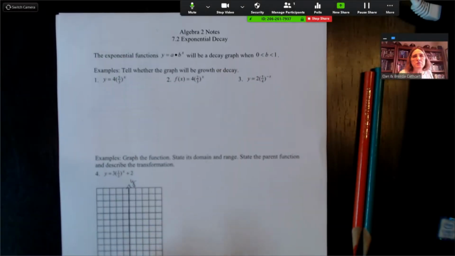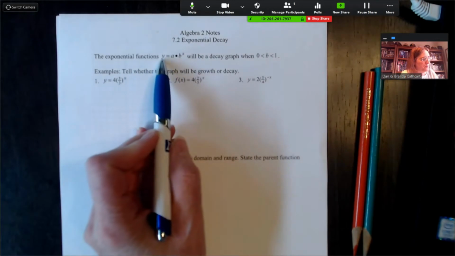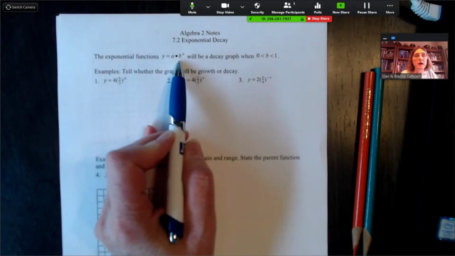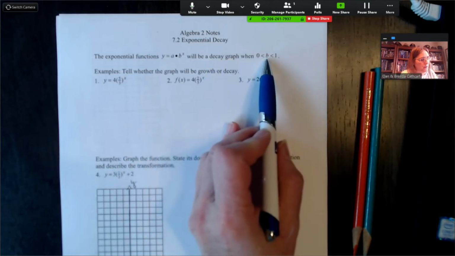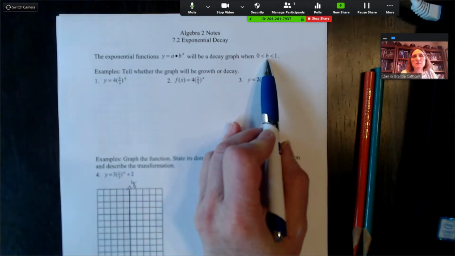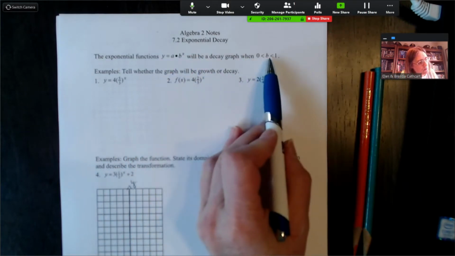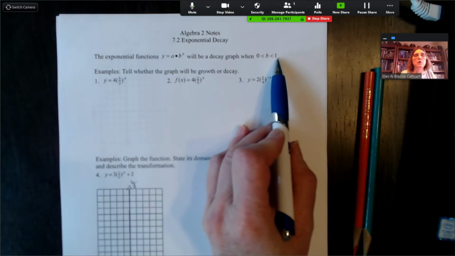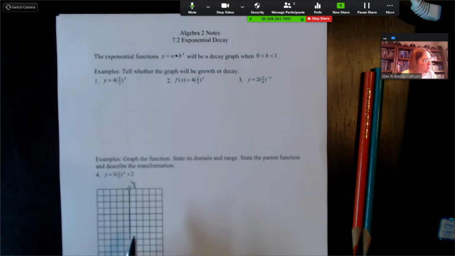This is an Algebra 2 class where we're looking at exponential decay functions and their graphs. The exponential function of the form y equals a times b to the x will have a decay graph when the factor, the base of our exponential part, b to the x, when b is between 0 and 1. So the first thing we want to do is to recognize whether graphs of functions will be growth or decay graphs. So let's look at 3 examples.